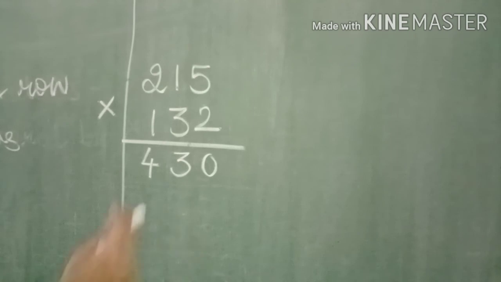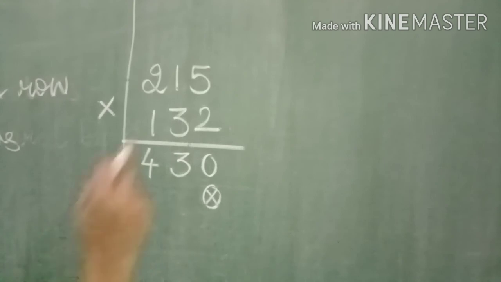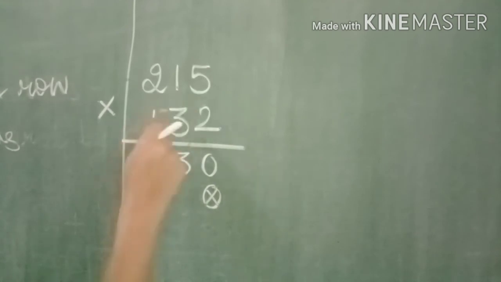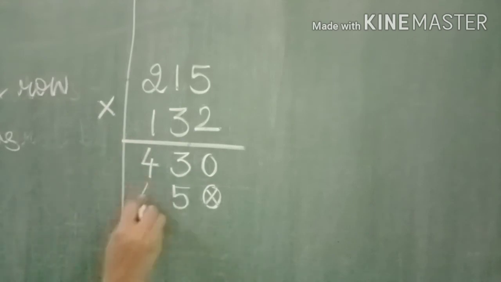Now let's do the calculation with 3, which is in the tens place. What are we going to do? We are going to first write 0. Why this 0? Because this 0 is standing in the tens place. Then we multiply: 3 fives are 15, 5 written down, 1 should be carried mentally. 3 ones are 3 plus 1 becomes 4, and 3 twos are 6.